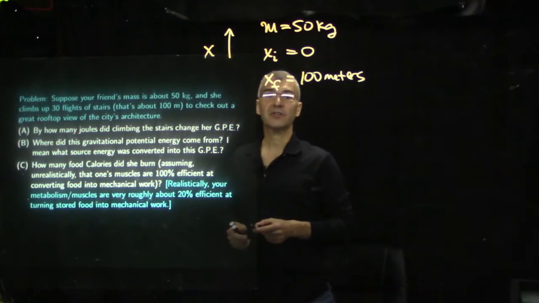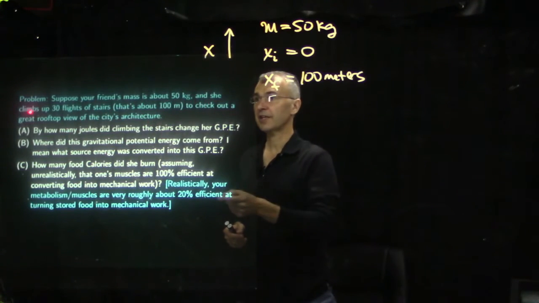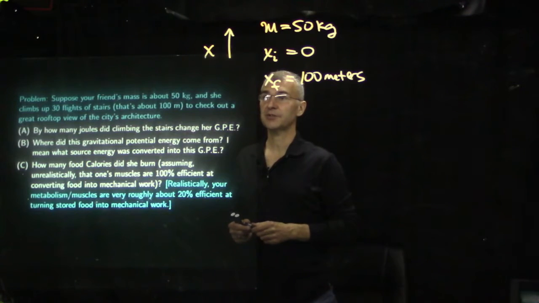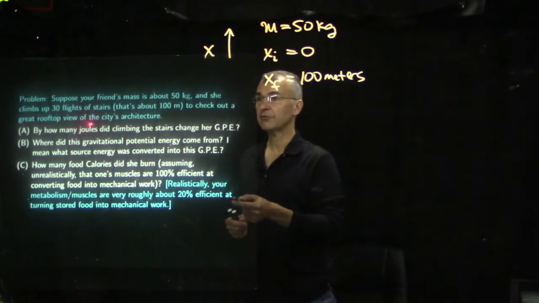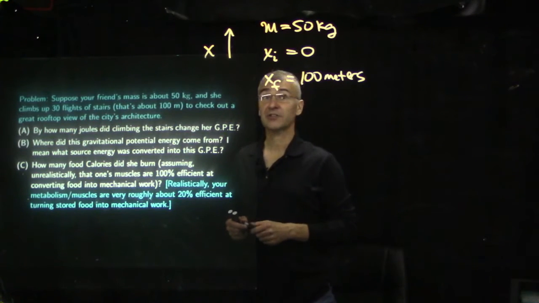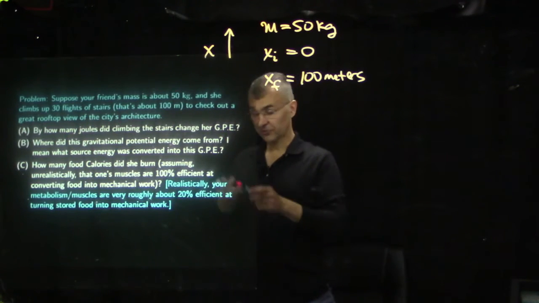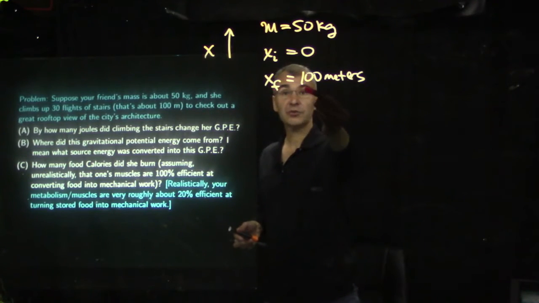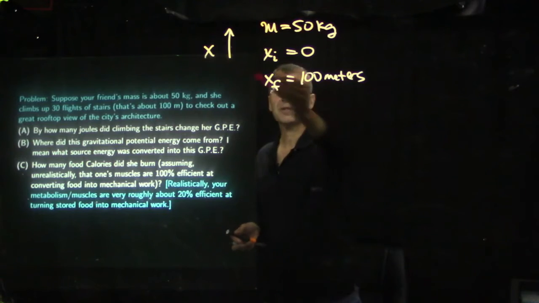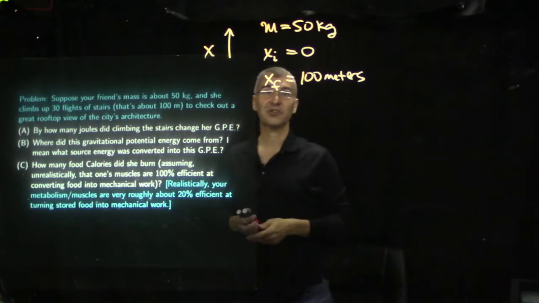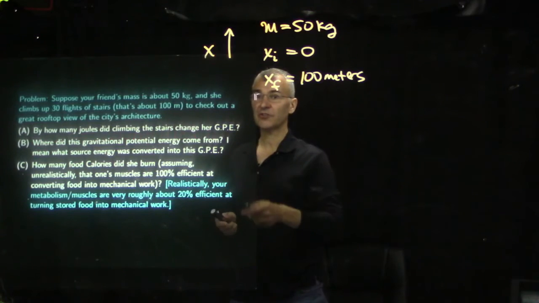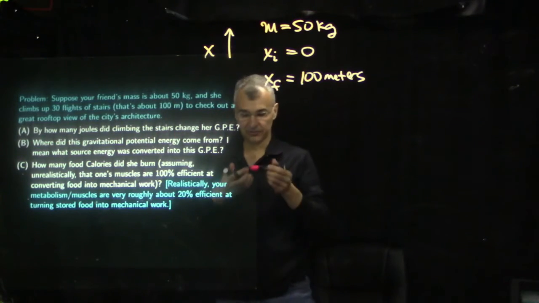Suppose your friend's mass is about 50 kilograms and she climbs up 30 flights of stairs. So that's about 100 meters. A flight of stairs is about 3 meters. To check out a great rooftop view of the city's architecture. Okay, so she started out at x equals 0 and she moved to x final equals 100 meters where the x-axis points upward in this problem. How many joules did climbing the stairs change her gravitational potential energy?